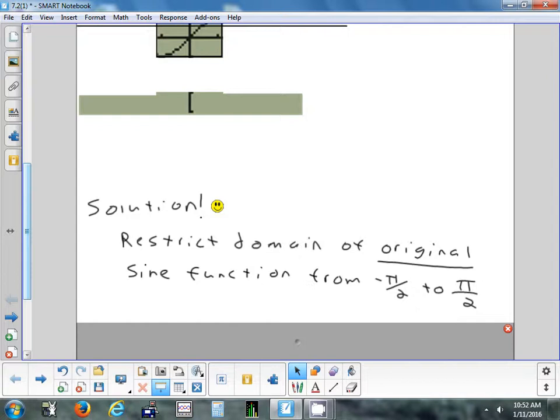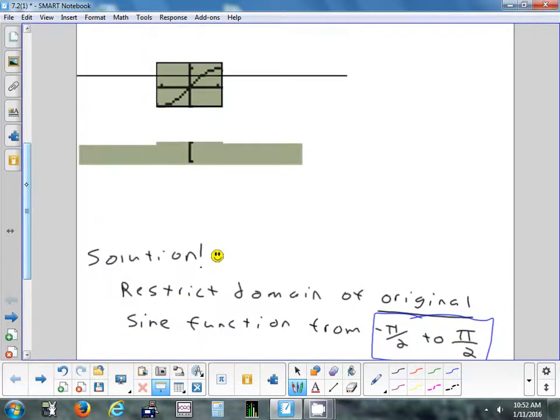Our solution to sine not having an inverse is to limit the domain of the original from negative pi over 2 to pi over 2. That's what that window is. Negative 90 to positive 90. It should actually be right where those little tick marks are. My window's a little bigger, but.